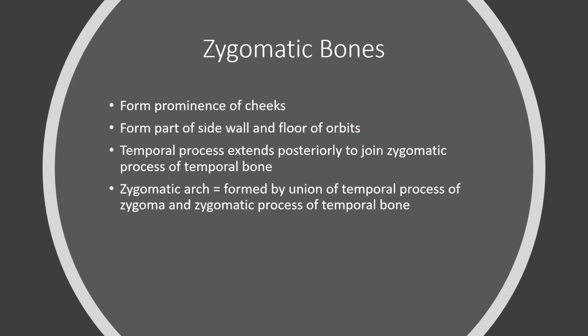Zygomatic bones, those are the prominence of the cheeks. They are at the lateral inferior corner of your orbit. So the zygomatic bone forms part of the lateral border of the orbit, but also part of the floor of the orbit. The temporal process extends posteriorly to form the zygomatic process of the temporal bone. So the zygomatic arch is actually the temporal process of the zygomatic bone plus the zygomatic process of the temporal bone, if that's not confusing enough.